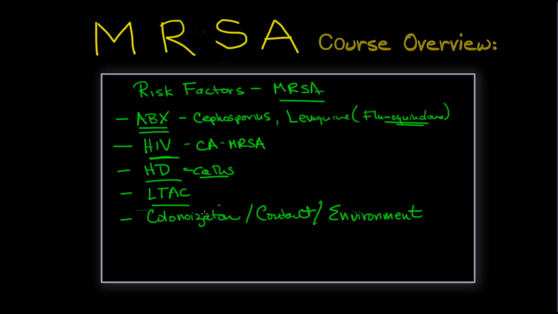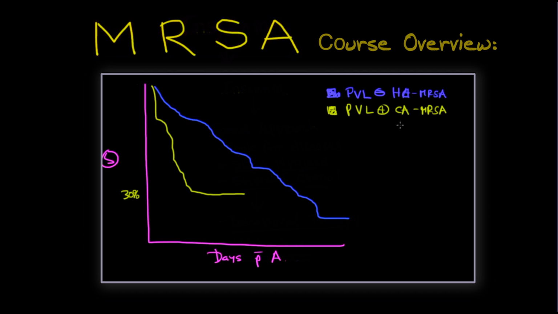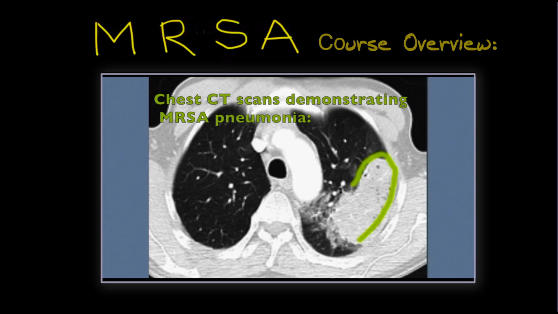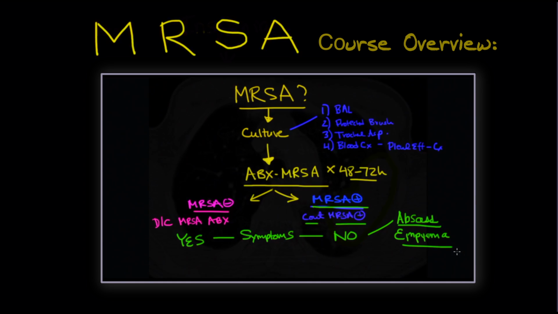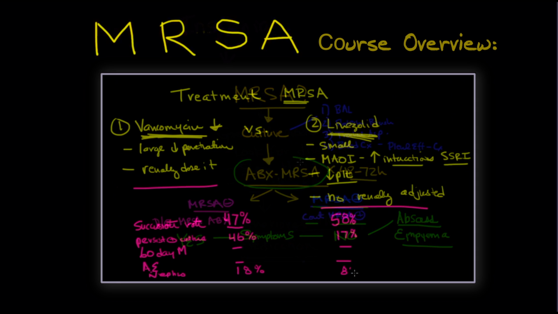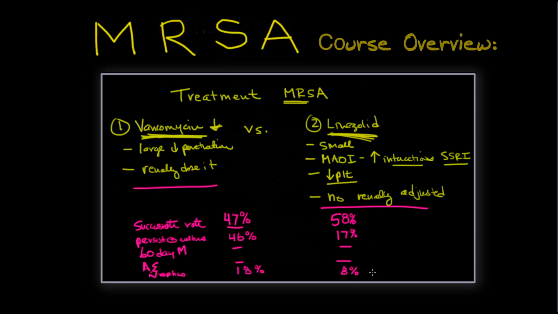We'll talk about the risk factors for MRSA, virulence factors that typically make community-acquired MRSA worse than hospital-acquired pneumonia, and we'll illustrate chest X-ray and CT findings for MRSA pneumonia. We'll talk about the clinical decision and diagnosis of MRSA. We'll compare Vancomycin and Linezolid for primary treatment options.